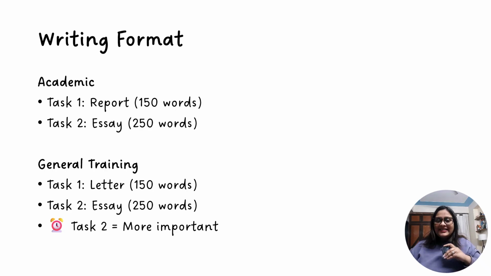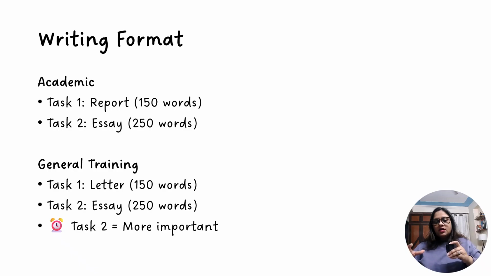So the writing section of IELTS is like this. For academic, task 1 is a report, which you're supposed to write in 150 words, and task 2 is essay writing, which is about 250 to 270 words. Basically, task 1 is worth 3 bands and task 2 is worth 6 bands, total 9 bands.